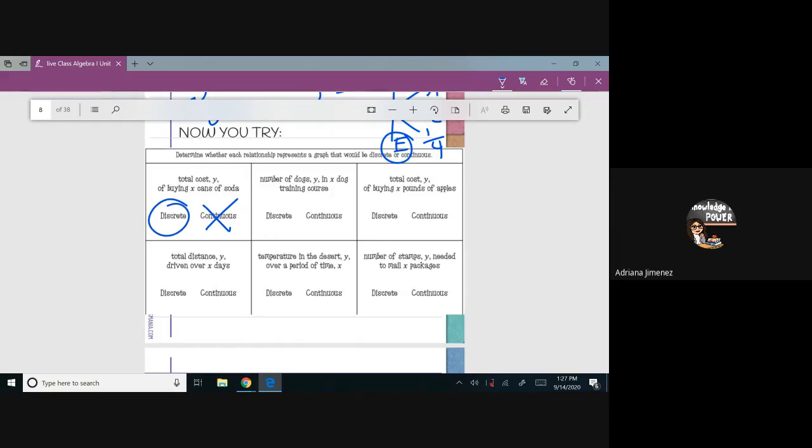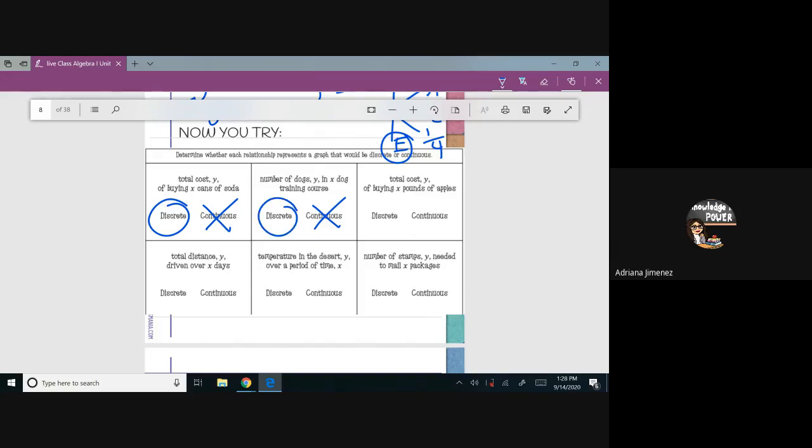The number of dogs in the dog training course. Okay. A training course, can you have half of a course or a full course? Full course. They're not going to have half of it either. You pay for the whole course, and if you just don't go, then you just lost your money, right? Yeah. So then continuous is out because you can't have a half. So it'd be discrete.